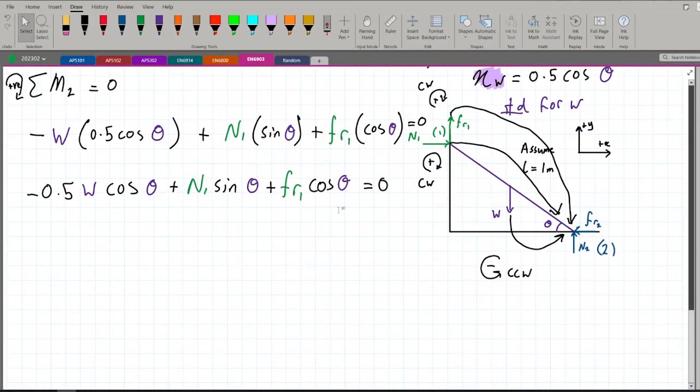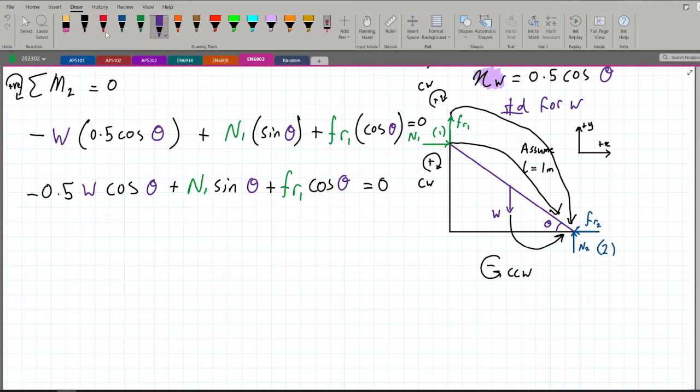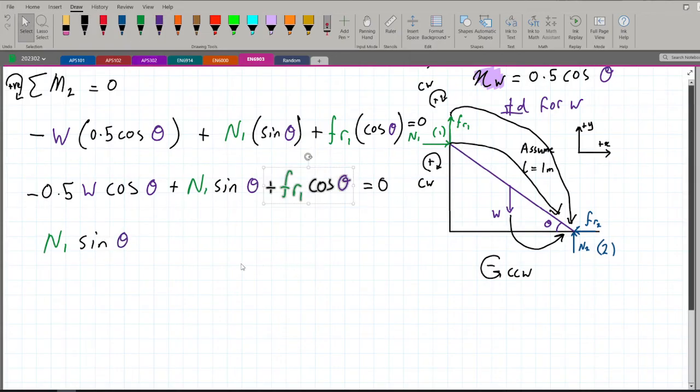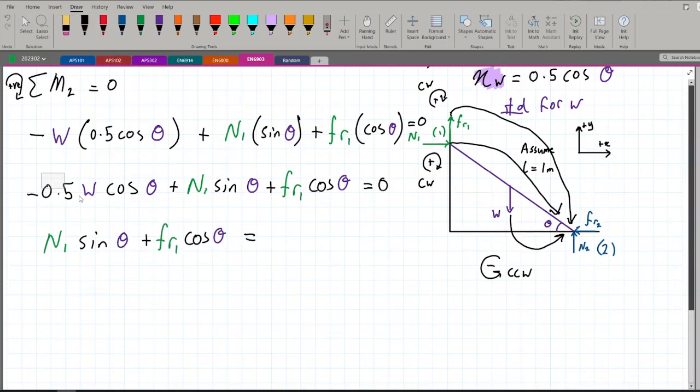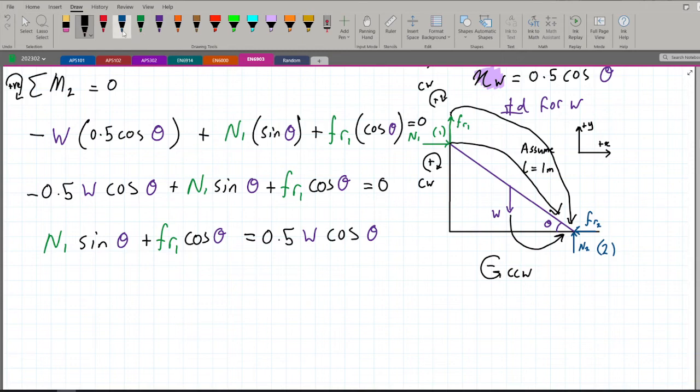Okay, we can take the W to the other side and multiply everything by 2 to get rid of this negative half if you would like. You don't have to necessarily do that, you can keep it the way it is. But if you don't like to deal with decimals, you can do that. I will just keep it the same way. I will just move the W to the other side, so I will get N1 sine theta plus FR cosine theta is going to be equal to 0.5 W cosine theta. Alright, plus, because we moved it to the other side. And this is our last equation, which is equation 5.